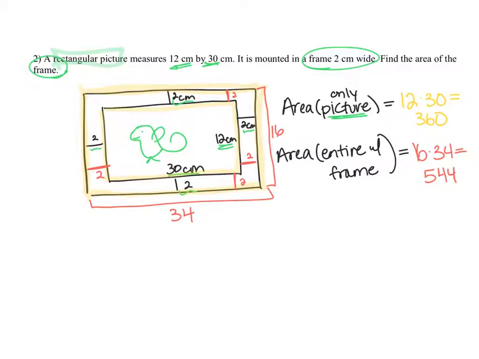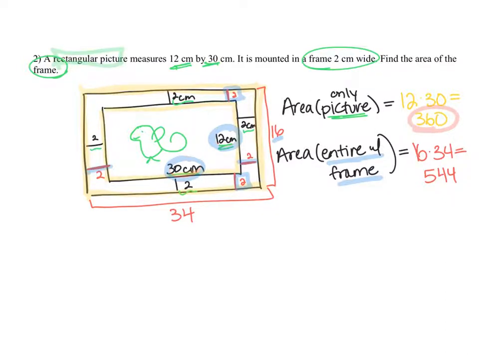So what I've done is figured out each area. Hopefully you did that too. And I got 360 for the area of the picture only, so that was the 12 times the 30. And then I figured out the area of the entire with the frame. And so that came up with 16. I got 16 because it was originally 12. And then there was this 2 added up above and this 2 added below. So 2 plus 12 plus 2, I believe, is 16. And then the 34 came from the original 30. And then again, the 2 on each to the left and to the right. So that should be 34.